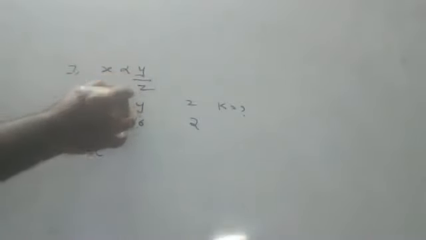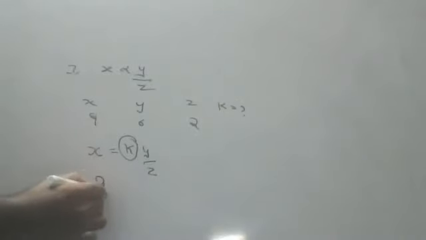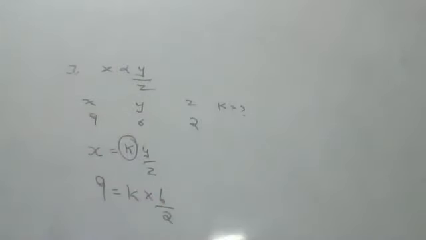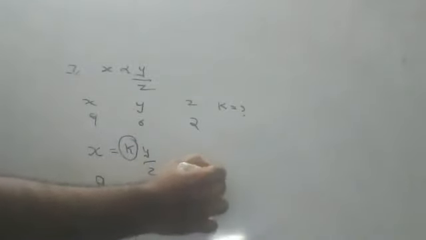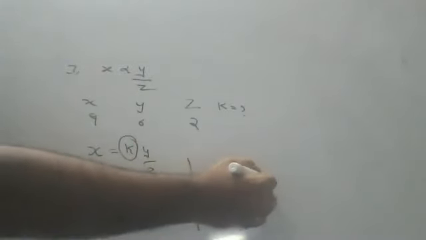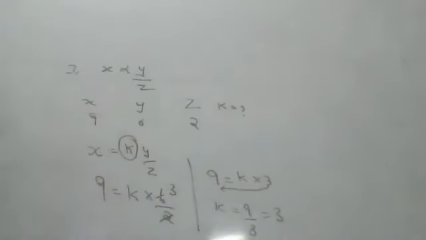x is directly proportional to y by z. x is equal to k y by z. I want to find out k. What is the value of k? See here, 2 3s are 6, so 9 is equal to k into 6 by 2, that is 9 is equal to k into 3. k is equal to 9 by 3. That is, 3 is the constant. Like this you can do, children.